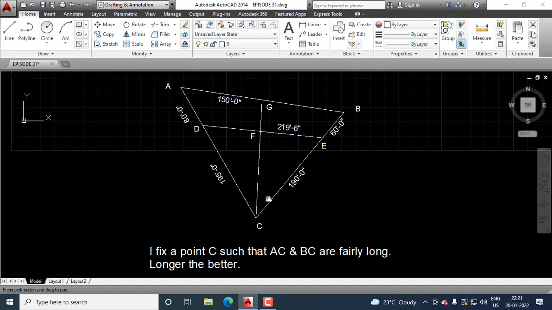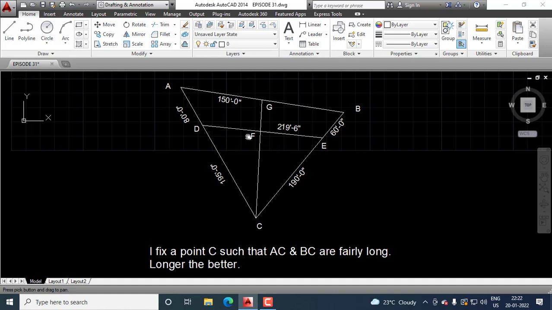Then we know this angle, we know this angle, and we know this side. Again, by applying sine rule, sine this by this is equal to sine this by this. So by solving, we can get the length of DF. So we know CF, we know CG. Therefore, by deducting CF from CG, we get FG.